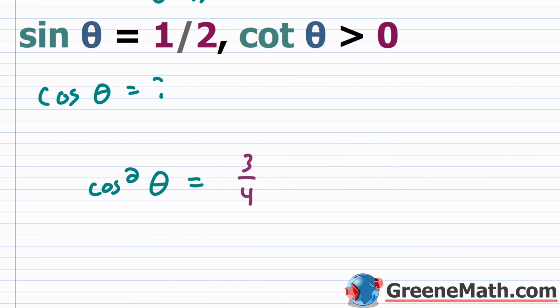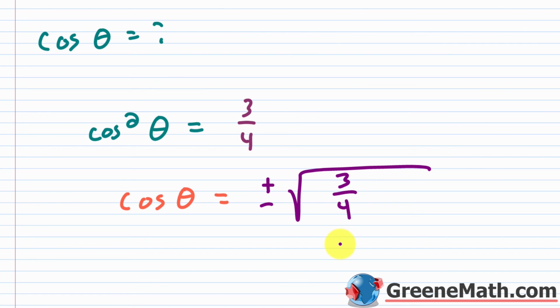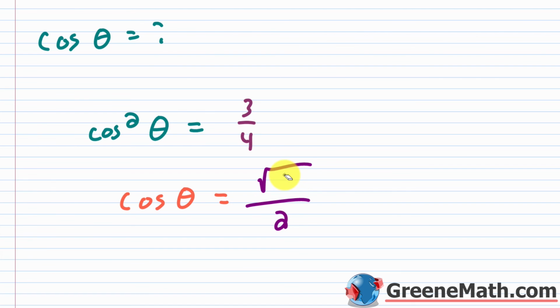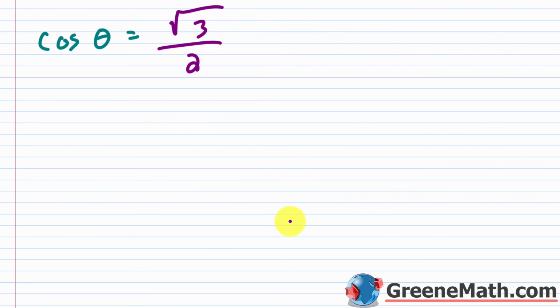Now I want cosine of theta. So I'm going to use my square root property and say the cosine of theta is equal to plus or minus the square root of 3/4. Now, I am in quadrant 1, so I just want the principal square root. And I can break this up into the square root of 3 over the square root of 4. We know the square root of 4 is 2, so this is the square root of 3 over 2. Okay, let me make this 3 a little bit better. Let's put this right there. Okay, so we know the cosine of theta is square root of 3 over 2.